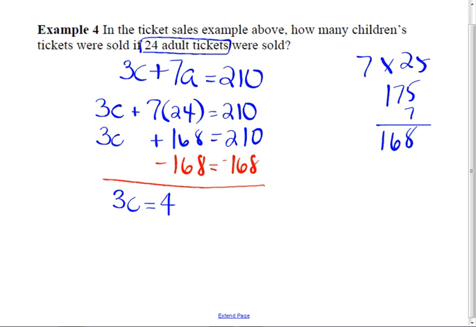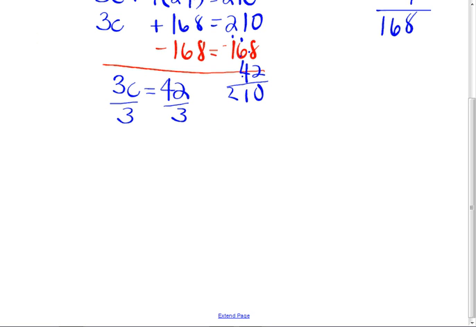Oh, I should subtract. 42? Well, let's see if that works. Let's add. 2 and 8 is 10. Carry the 1. 4 and 6 is 10, but the 1 is 1, carry the 1, 210. That looks good to me. And how many times does 3 go into 42? We should know how to solve this once we get to this point. 3 into 42. Lindsay, do you know?